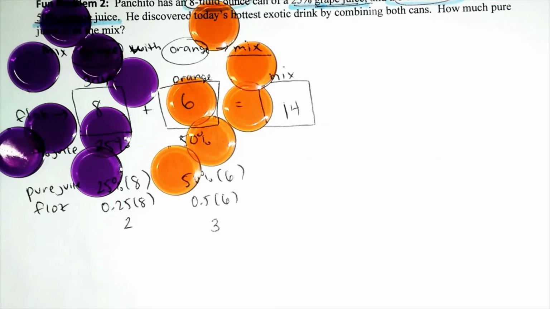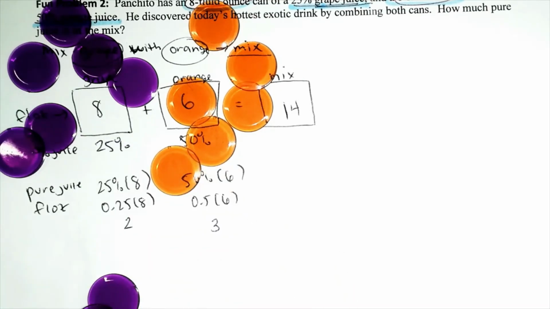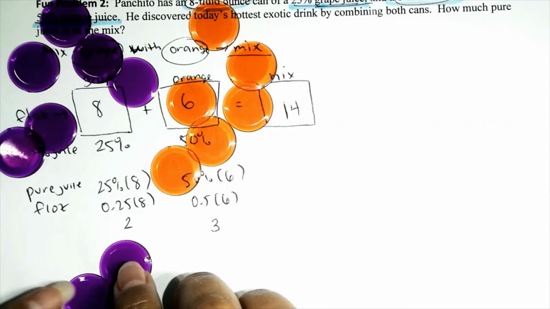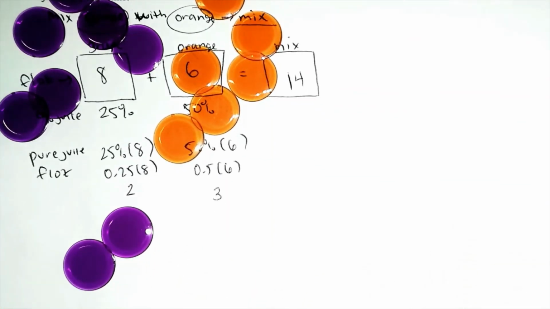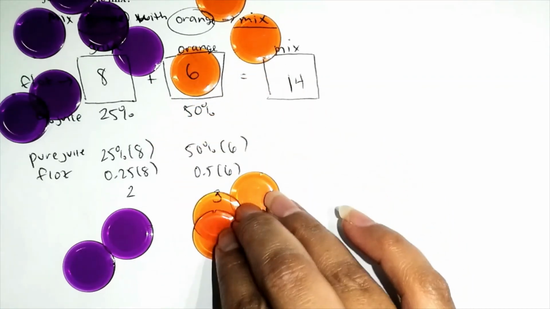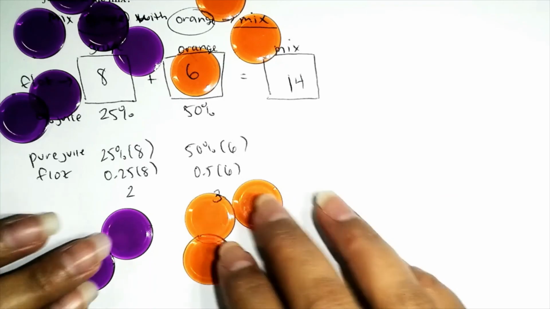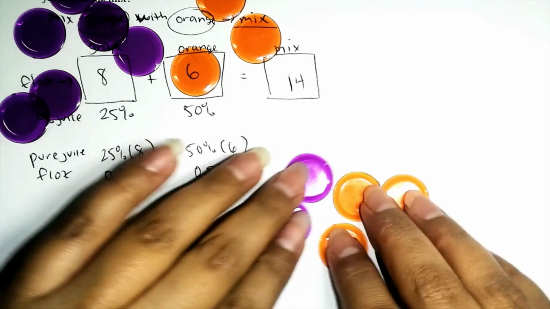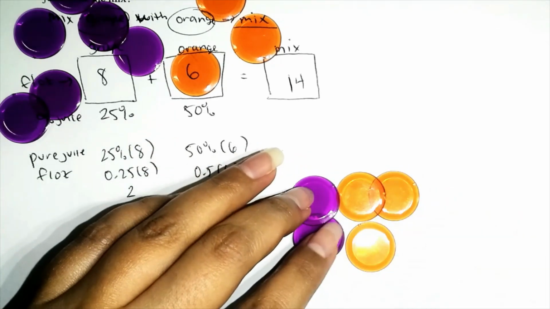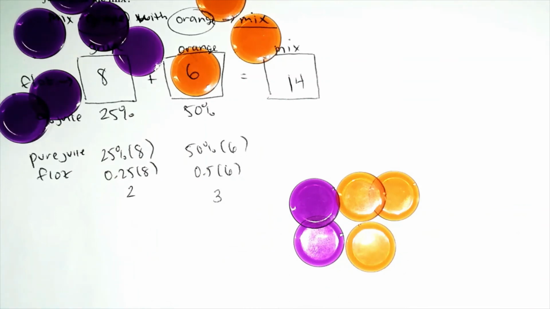So check it out. The grape juice is 25%, so 25% of 8 is 2 ounces. Okay, the orange juice is 50% juice. 50% of 6 is 3 ounces. Okay, what do we do with these? We combine them. So when we toss them together, we have a grand total of 5.